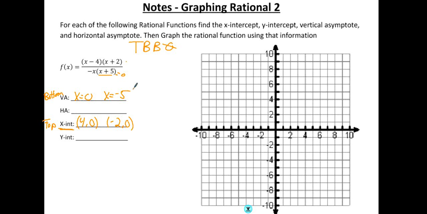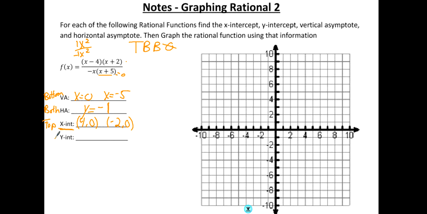Now, my horizontal, that's my both part. So I compare the power of the top and the power of the bottom. The power of the top is x squared, and the power of the bottom is -x squared. And then we look at the coefficients. Coefficient on top is 1, the coefficient on the bottom is -1, so that means that my horizontal asymptote is at y equals -1, because 1 divided by -1.